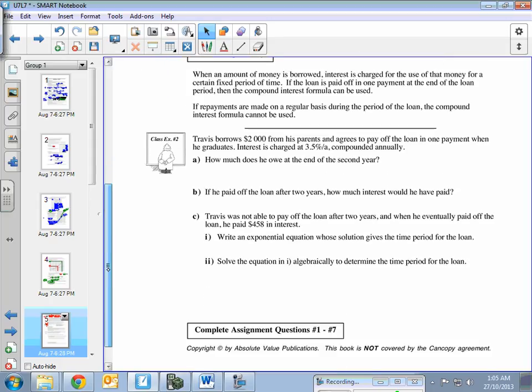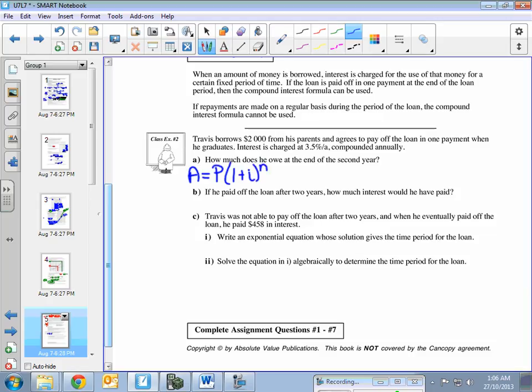So Travis borrows $2,000 from his parents and agrees to pay off the loan in one payment when he graduates. Interest is charged at 3.5% per annum, compounded annually. How much does he owe at the end of the second year? So let's just break down our compound interest formula. So we have A equals P times (1 plus i), all to the exponent n.